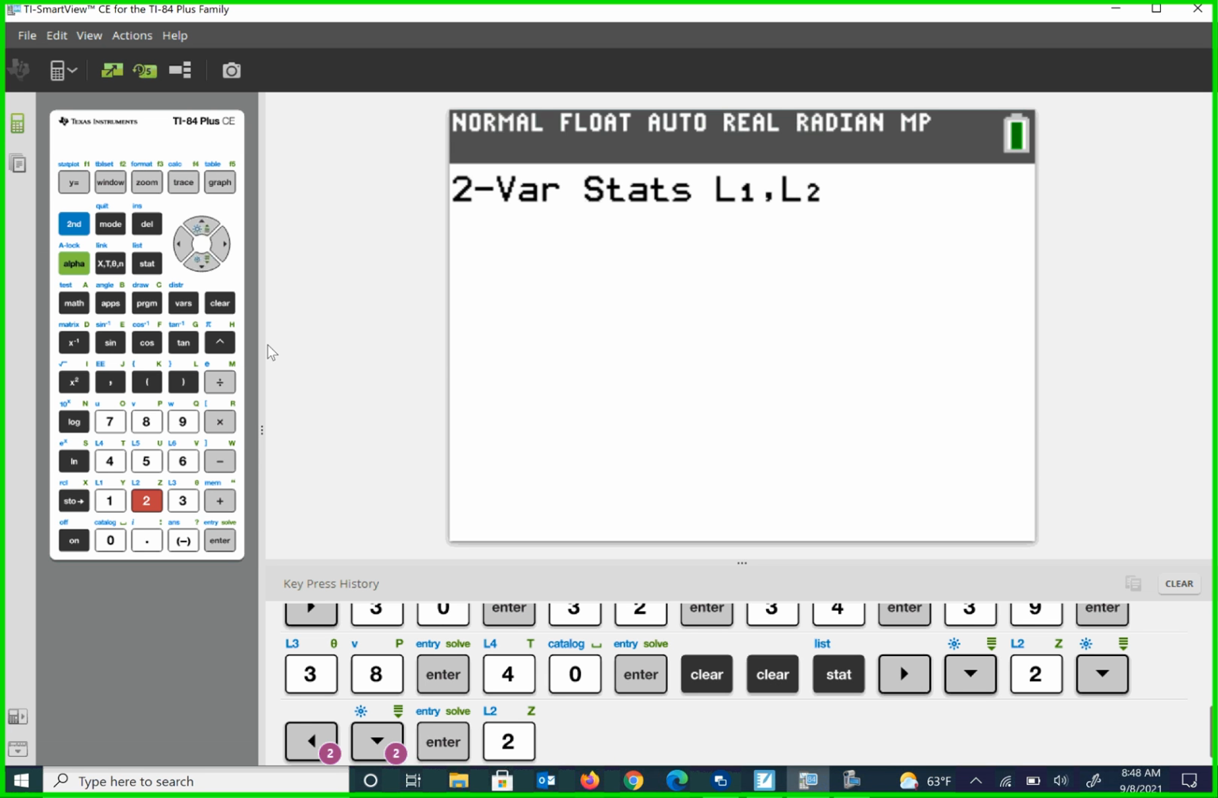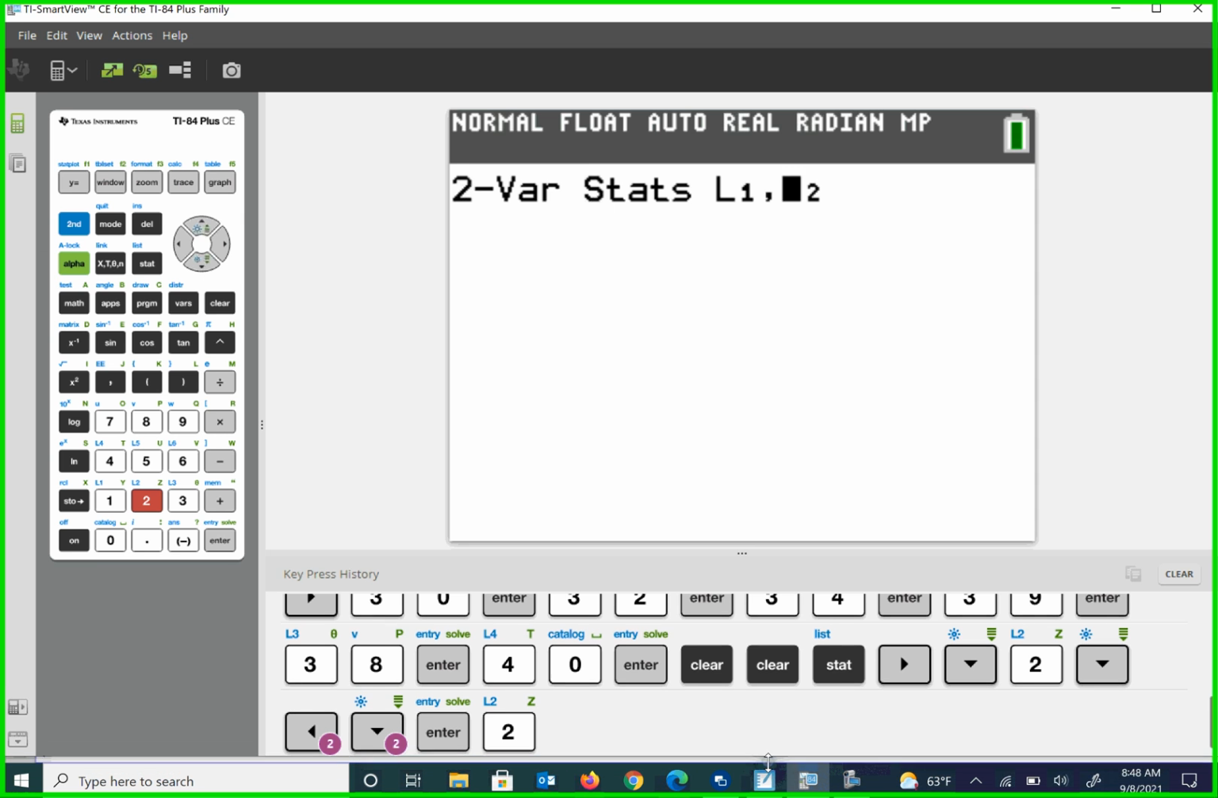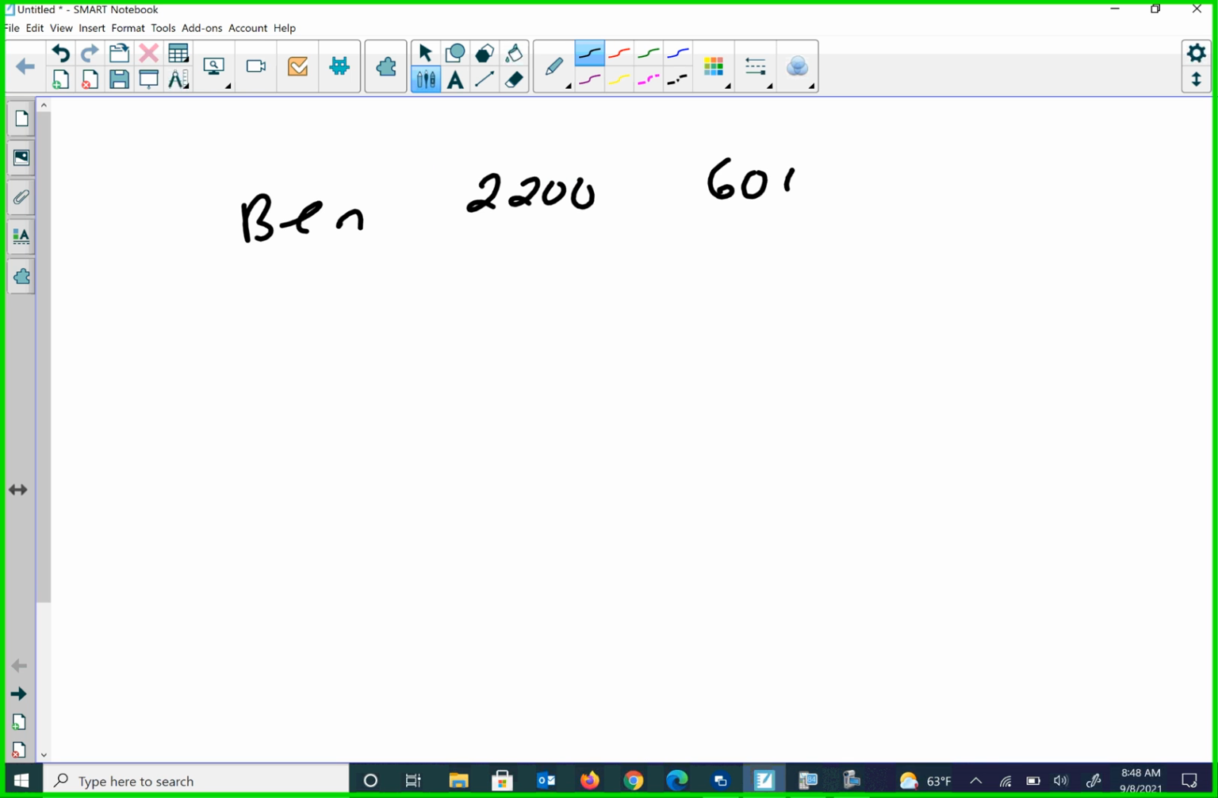So Jerry's range, 68% of his sales. Okay, I have to write these down real quick. So I'm going to write them over on the board. So this is what I'm talking about. Ben. Jerry. And Thomas.